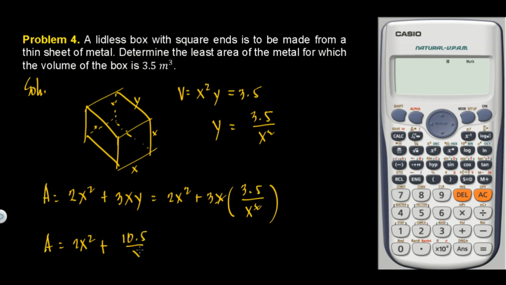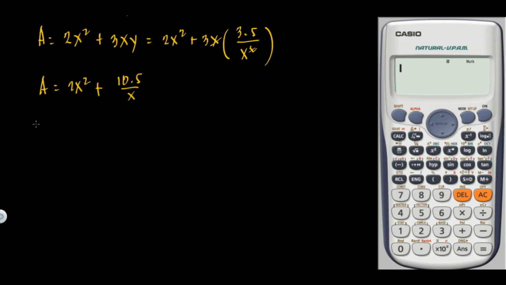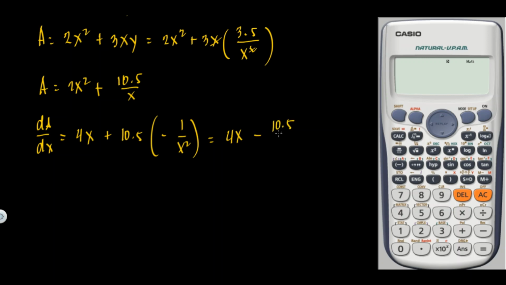Yes, over x. Okay, then we differentiate this with respect to x. So we have dA over dx equals, this is 4x, constant. So we take out 10.5. Then the derivative of 1 over x is negative 1 over x squared. Okay, so this is equal to 4x minus 10.5 over x squared. Equate to 0.